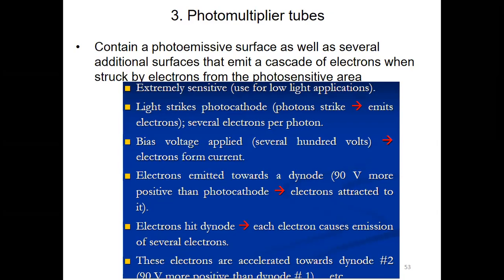And these electrons are accelerated towards dynode 2, 90 volts more positive than dynode 1, like that. Each dynode has a voltage difference. And altogether for the photomultiplier tube, several hundred volts will be given as a bias voltage. So that is what happens in the photomultiplier tube. I hope it is clear.